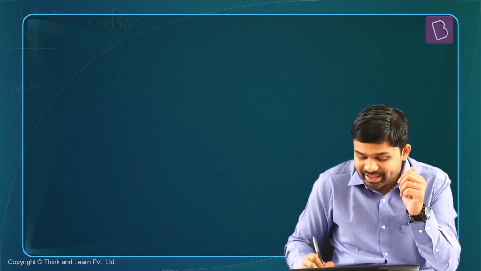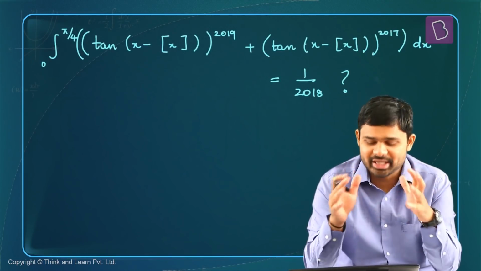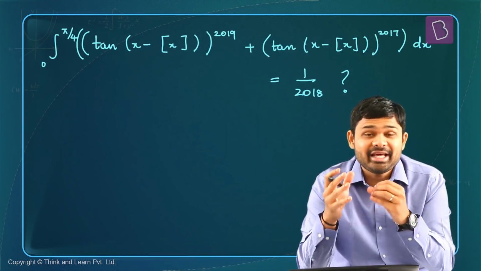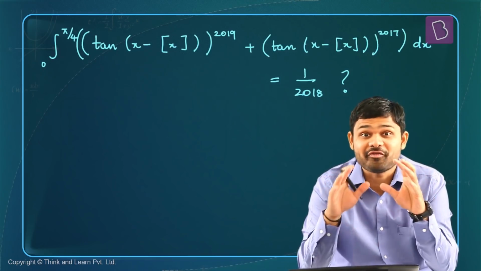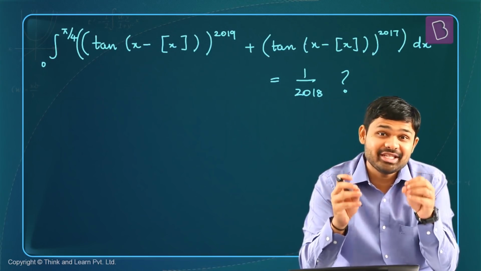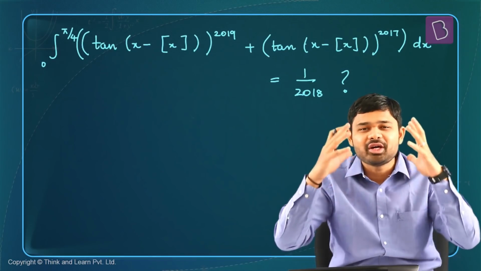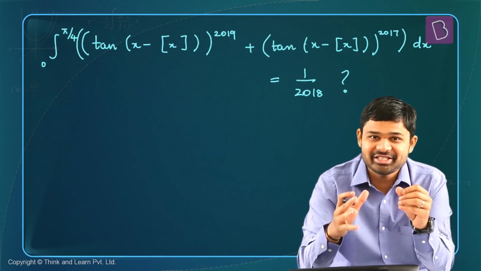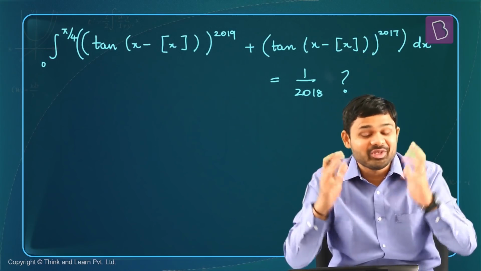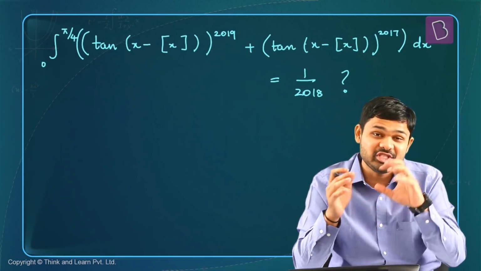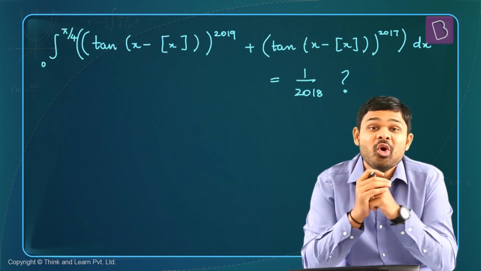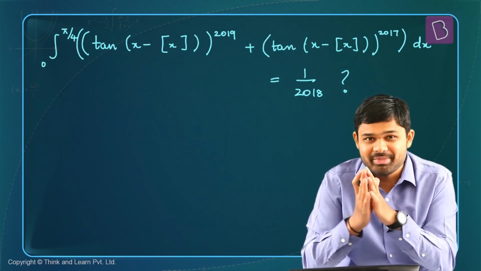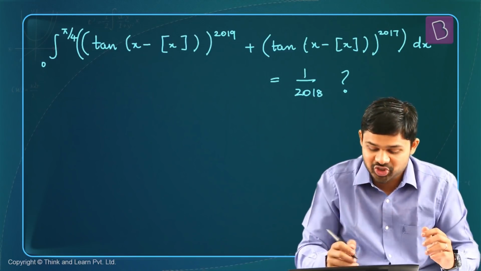So now let's look at the second part of this question. In the second statement, we have a really complex looking integral: integral from 0 to pi by 4 of tan of x minus greatest integer of x to the power 2019 plus tan of x minus greatest integer of x to the power 2017, and we have to see if this integral is equal to 1 over 2018. Looks like a monstrous question, but believe me, this is actually a very simple question.